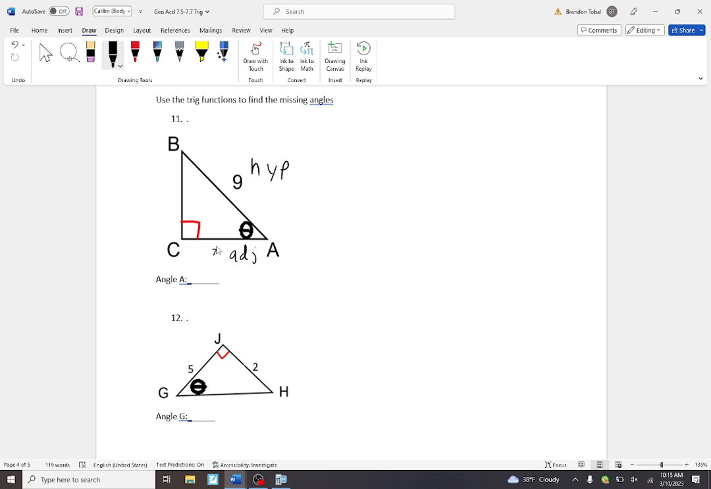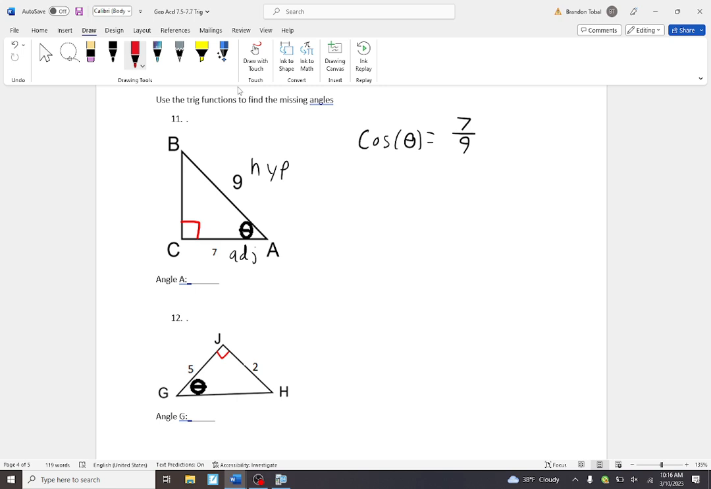So now I use SOHCAHTOA in my head. It's cosine, because it's CAH. So cosine theta, or you could put x also as a variable, equals 7 adjacent over hypotenuse 9. It doesn't matter. It's just a placeholder for a number you don't know. You can't put variables in the calculator. You can't put an equal sign in the calculator.